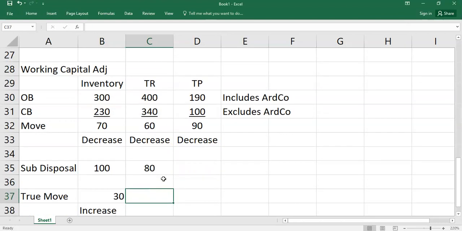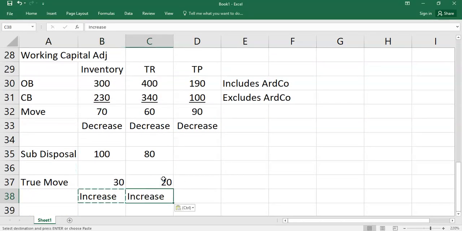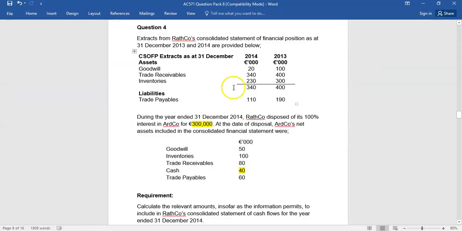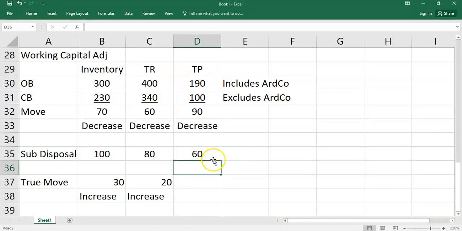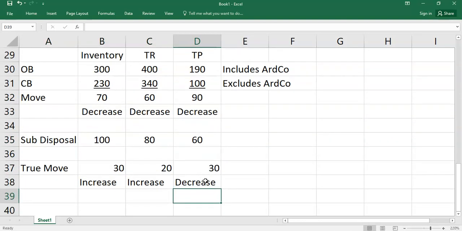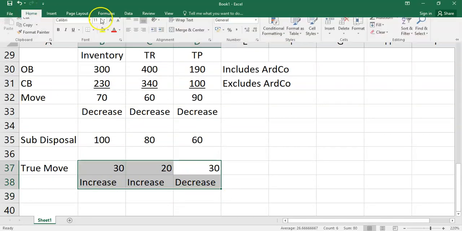So that's actually an increase of 20 when you strip it out. And the trade payables went down by 60. So of that 90 decrease, 60 is attributable to the sub. 30 decrease must be attributable to the underlying group, excluding the sub.